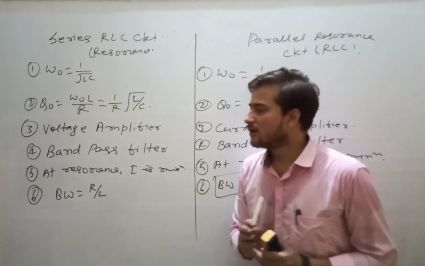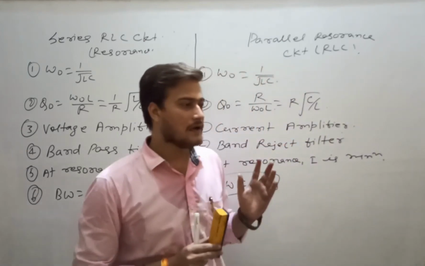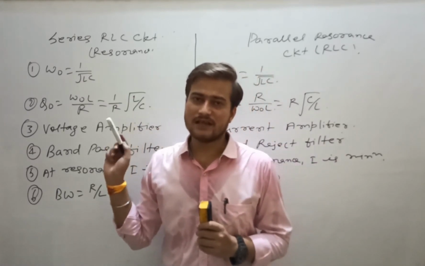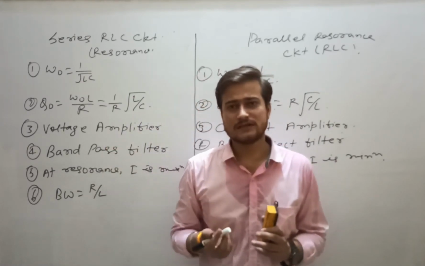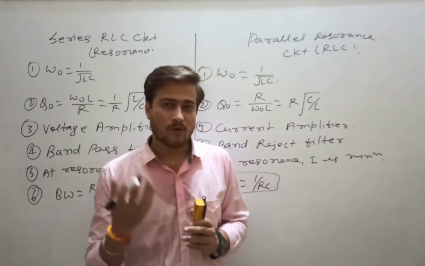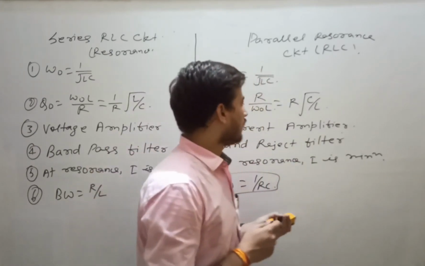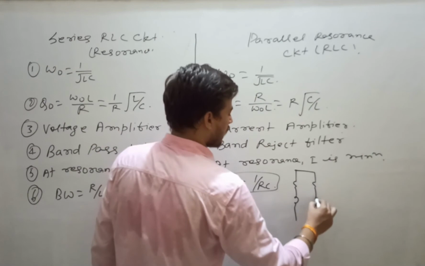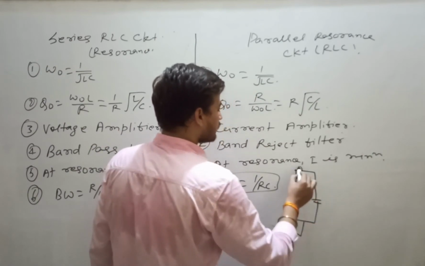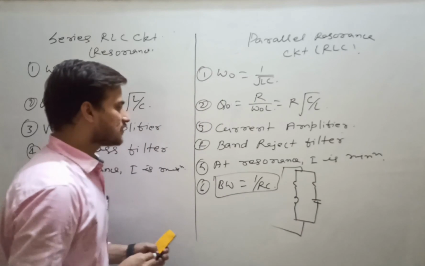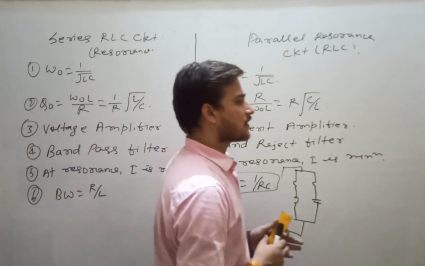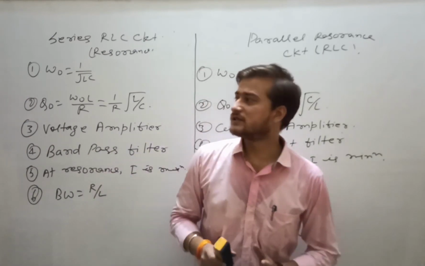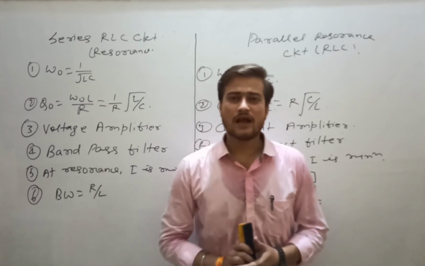Clear? So in the next video lecture, I'll discuss some numerical questions on this topic, that means series resonance and parallel resonance. Then I'll discuss some more resonance circuits. That means in the next class we will discuss circuits like this one, R and L, and here R and C. So we'll derive the equations for resonance for these different types of circuits, and we'll discuss numerical questions on this type of circuits also. Clear? So this is all about series and parallel resonance circuits.